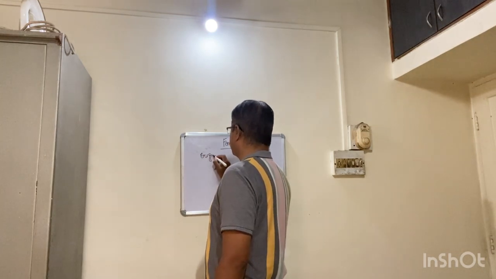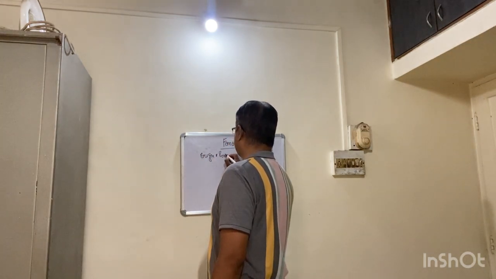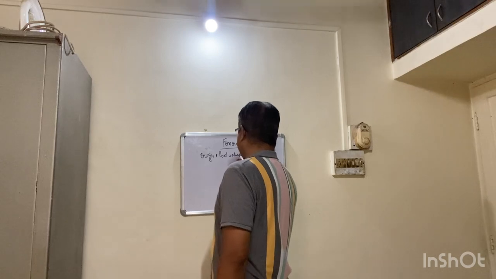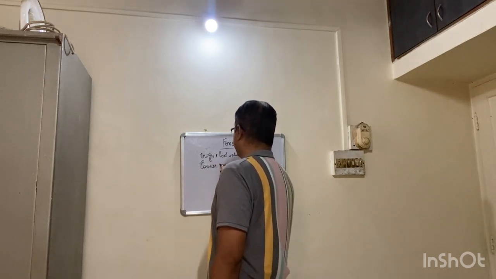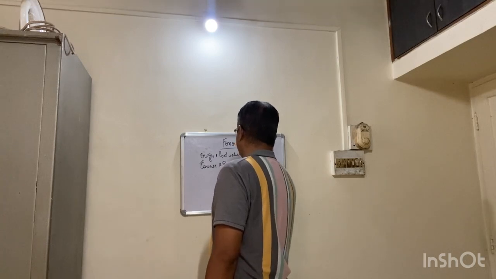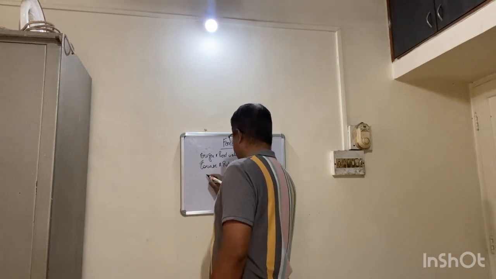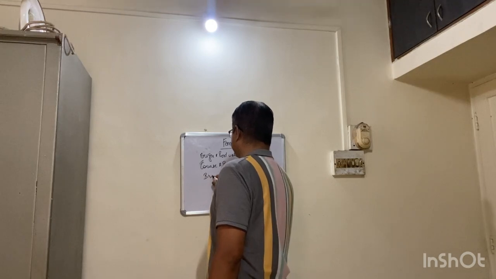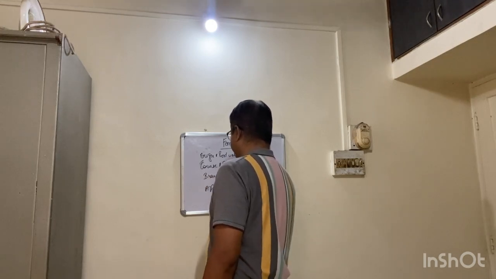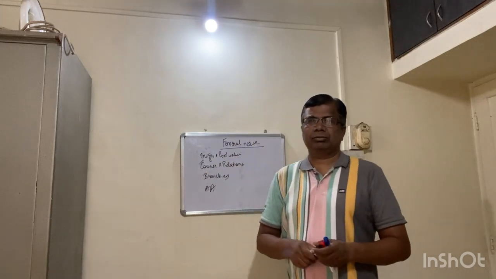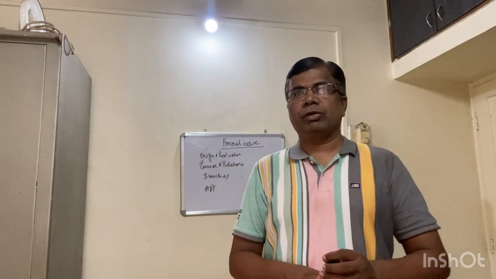So first we'll write origin and root value. The second point is course and relations. The third point will be branches, and the fourth point will be applied anatomy. So it is the same points on which we are going to understand the femoral nerve.